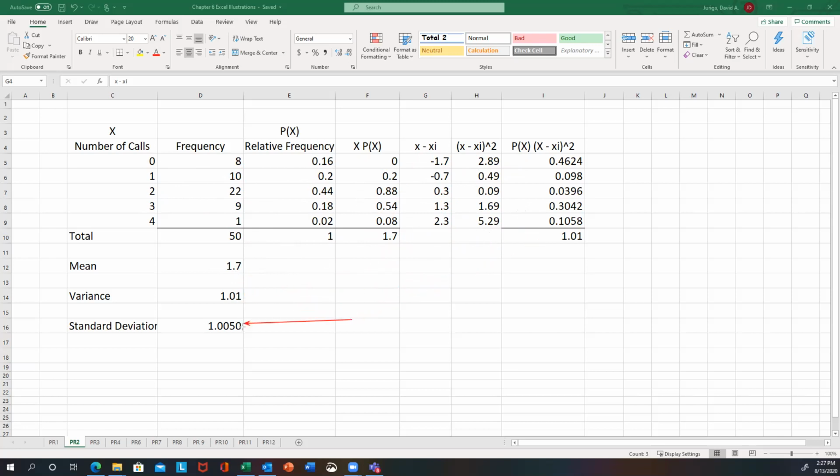And then you just hit the square root button. The square root of your variance would be your standard deviation right there. So that's where they're going to get that.